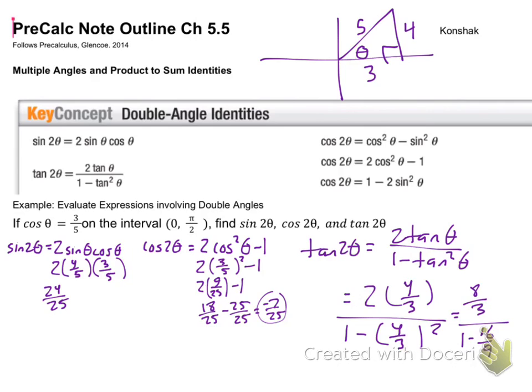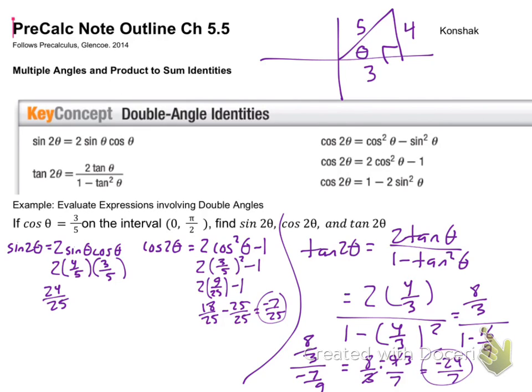Moving over here, we end up having 8/3 over 9 minus 16, which is negative 7/9ths, which equals, running out of room, 8/3 times 9 over negative 7. Cancel out the 3. Negative 24 over 7. And there we have it.